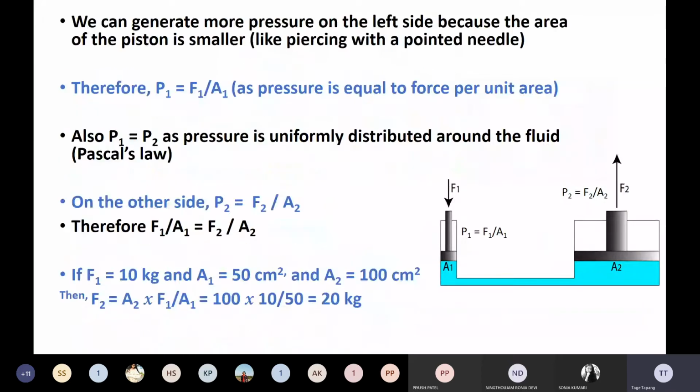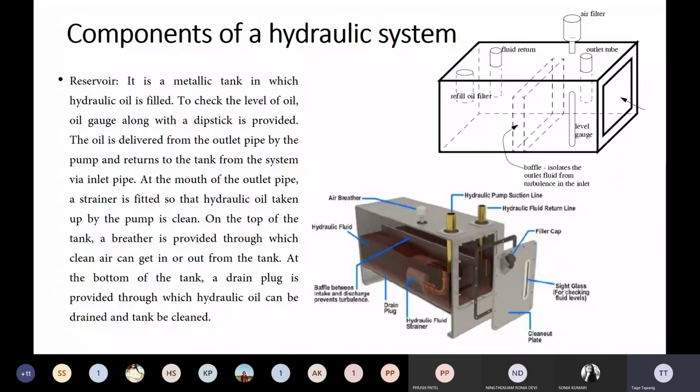So the basic hydraulic system contains various parts. It is composed of various components. The first and the most important one is the reservoir. You might have heard of a water reservoir, oil reservoir. A reservoir is nothing but a storage where you store, like your oil tank in a bike or car. There is also one kind of reservoir where you store your petrol or diesel.